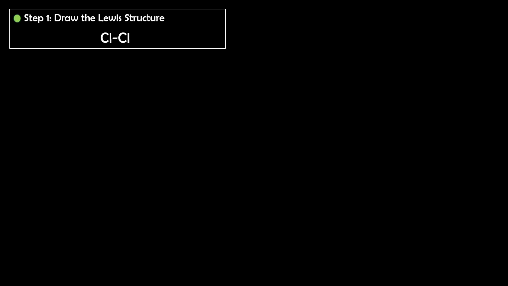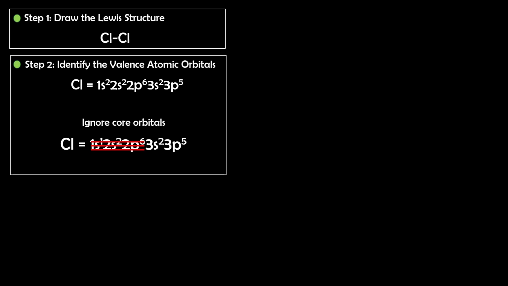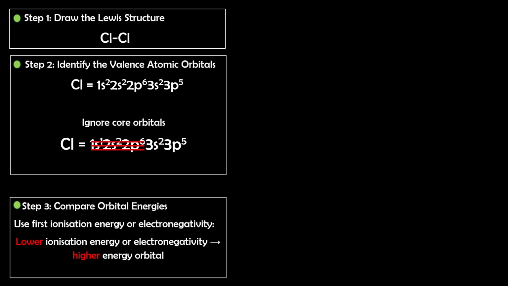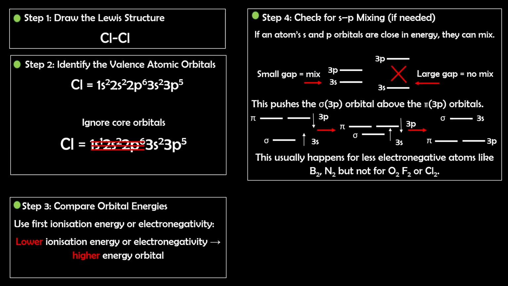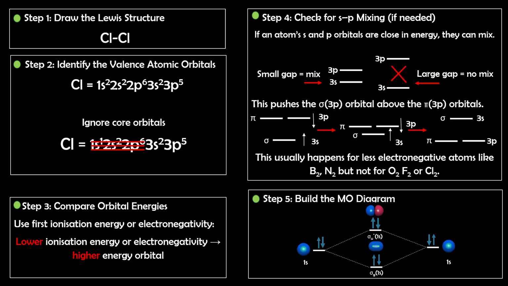First, we will construct the molecular orbital diagram. I have made a more detailed video on this already, but here's the general process. 1. Draw the Lewis structure. 2. Identify the valence atomic orbitals from the electron configurations. 3. Compare orbital energies. 4. Check for sp mixing. 5. Build the molecular orbital diagram and fill the electrons.